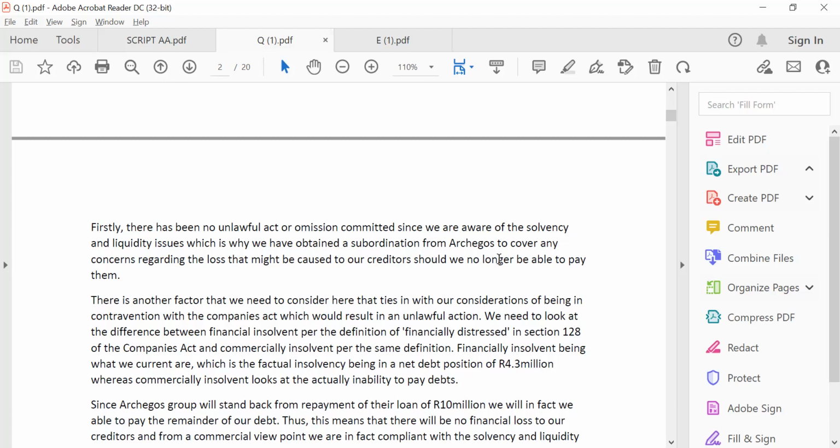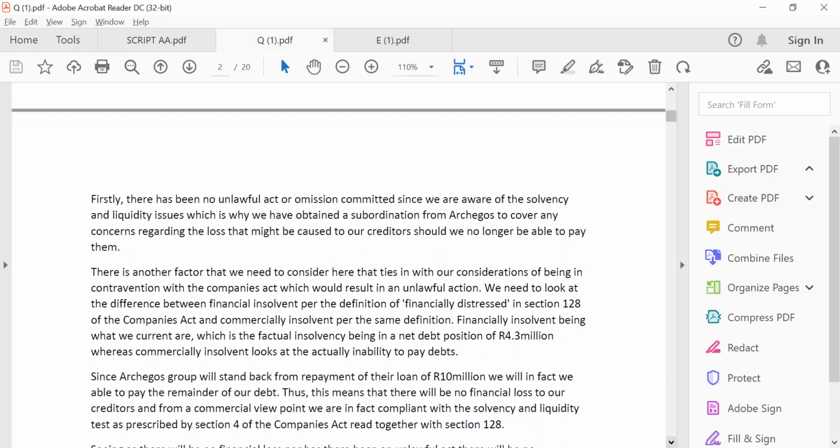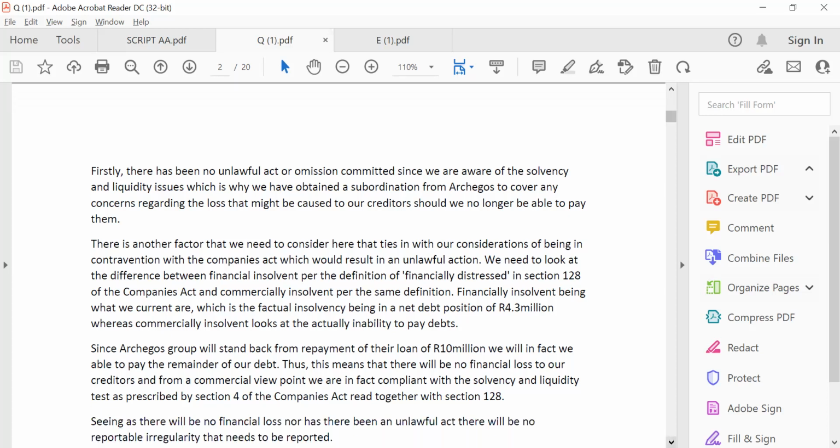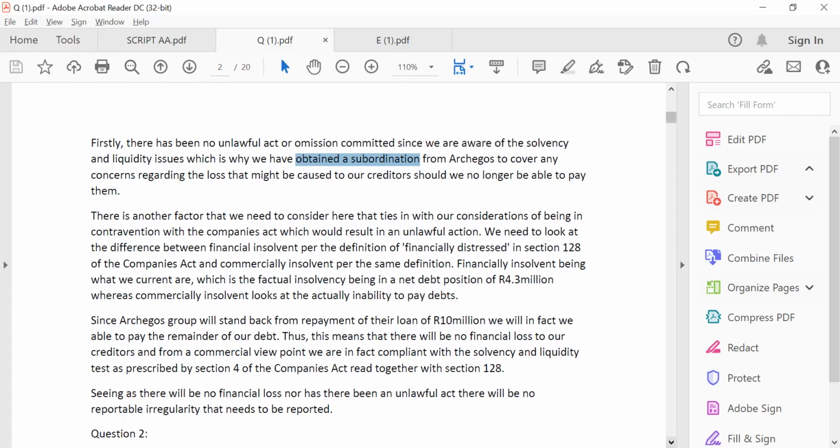So this is good. The candidate has identified that there is no unlawful act because what we've done is actually acted in the best interest of creditors, which will not result in a loss being suffered by these creditors. So the candidate has actually gone and applied the definition of an unlawful act and has actually used information from the scenario, i.e. the subordination agreement, to actually justify why there is no unlawful act.